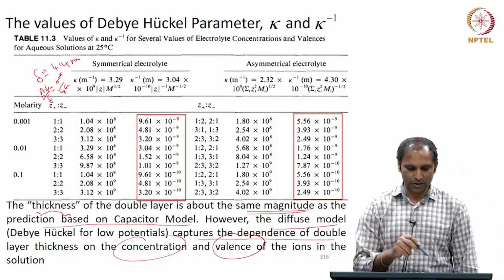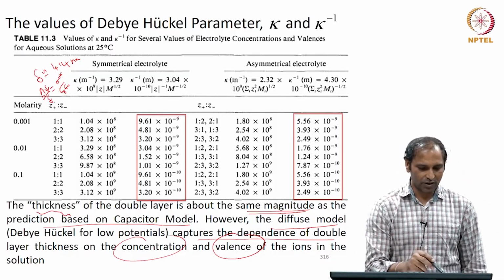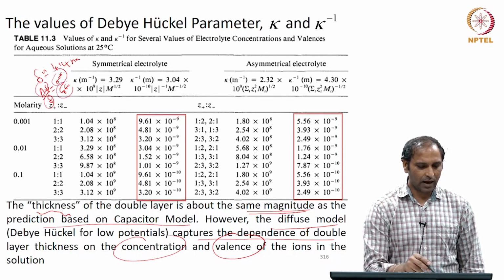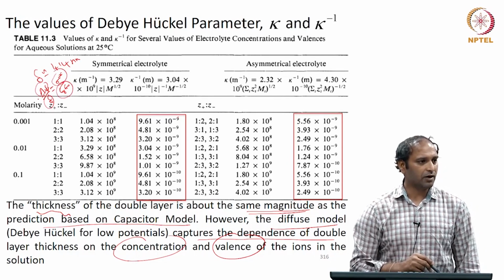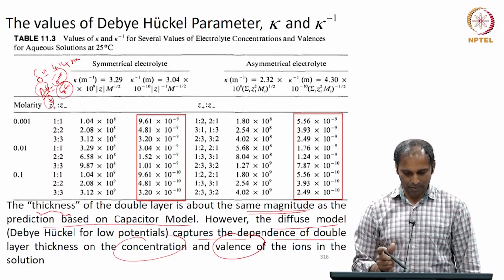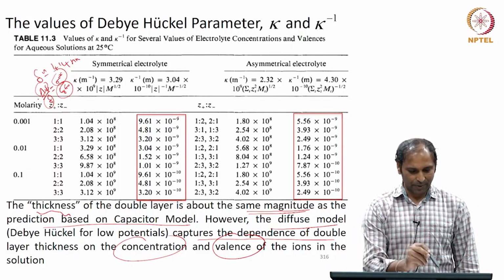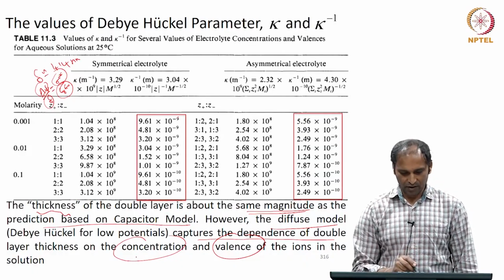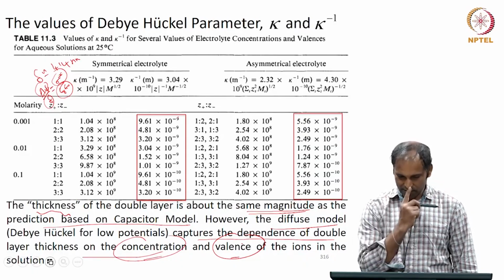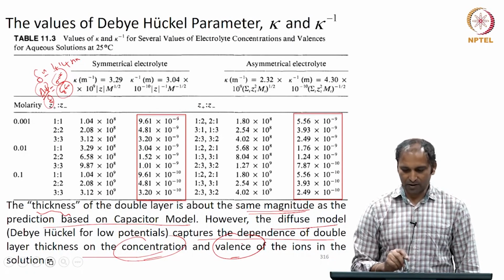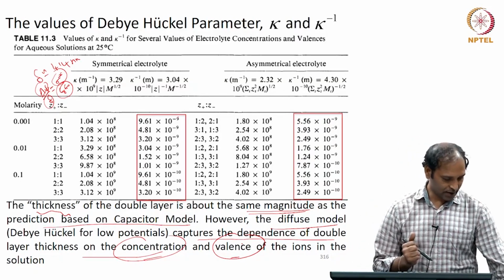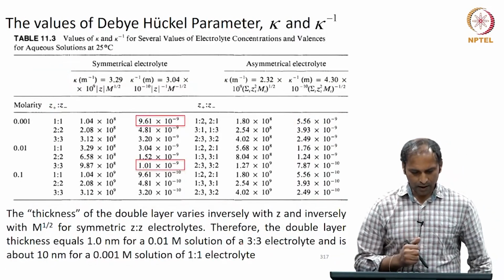I think that was the expression that we had, right. So this delta is fixed by the potential drop, the surface charge density, and the permittivity constant of the medium that you have between the plates, right. However, the capacitor model did not capture the variation of delta with the concentration and the valency of ions in the solution. However, the diffuse double layer model does capture that. That is one of the differences.